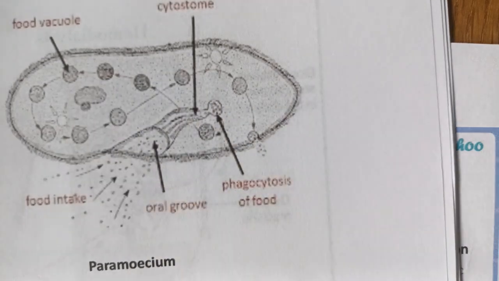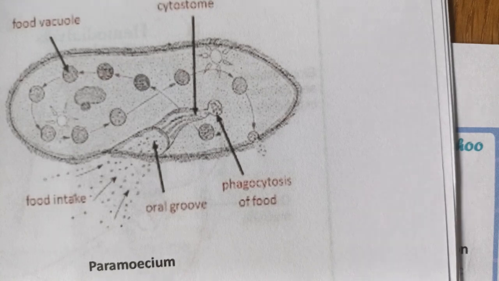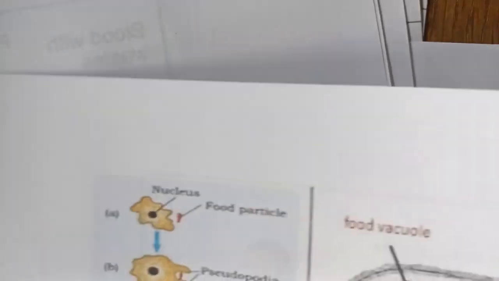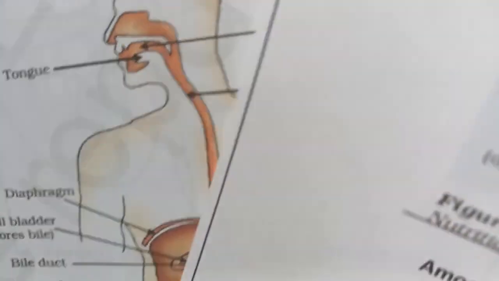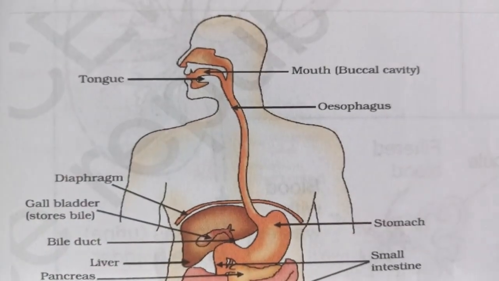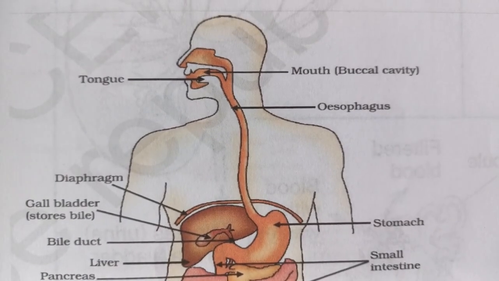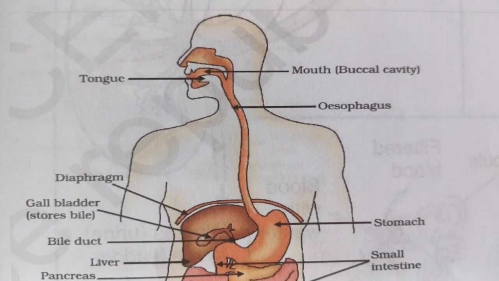So that is how unicellular organisms carry out their nutrition. We've seen two examples, amoeba and Paramecium. Now let's look at human nutrition, and that's very important for us. For this, I'm going to discuss whatever is given in your CBSE book.